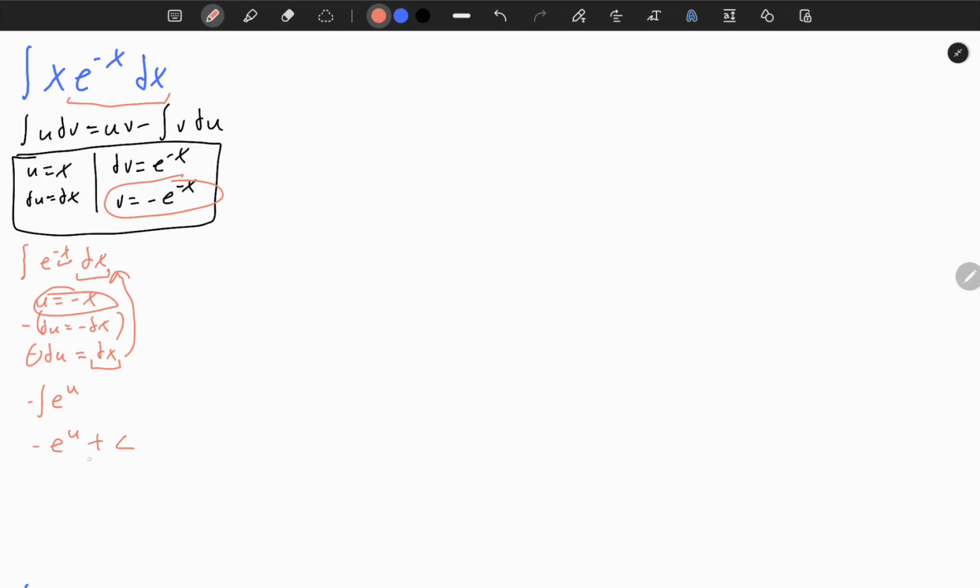Now we're not done here yet, because we still have to replace our u with our original, and we know that that's going to be negative x plus our constant. So that right here is how I got this. So now we just have to start plugging things into the integration by parts formula.